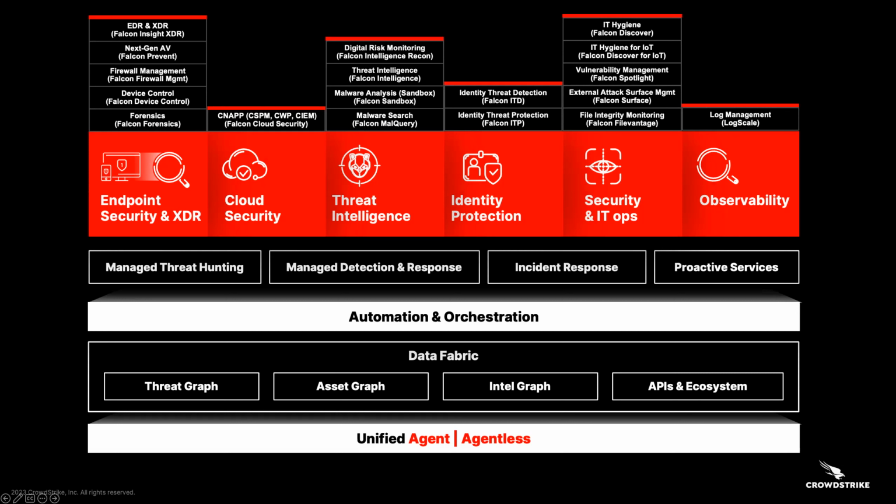The CrowdStrike Security Cloud forms the data backbone for everything that CrowdStrike Falcon delivers. Security Cloud comprises 3 massive data graphs, including our long-standing flagship Threat Graph, along with Intel Graph and Asset Graph. A critical element of CrowdStrike Security Cloud is the way it enables interoperability and bidirectional data flows both within and outside the Falcon platform.